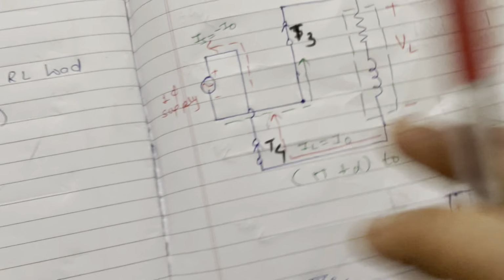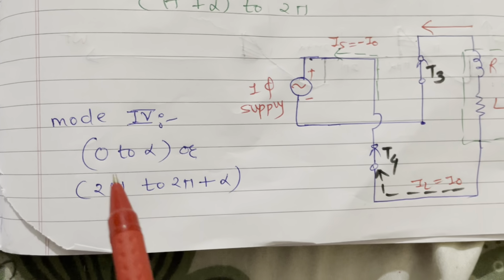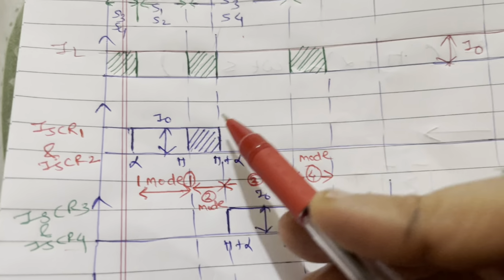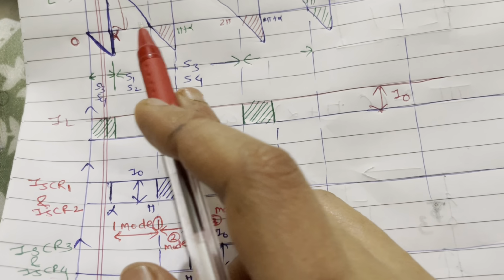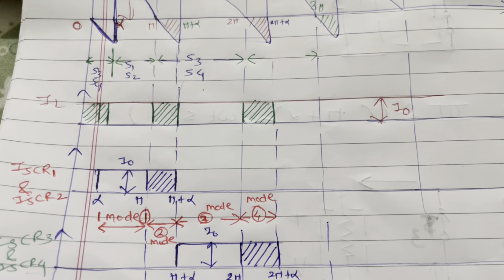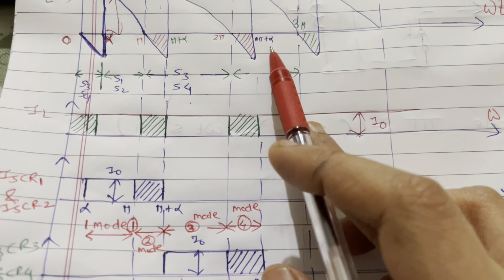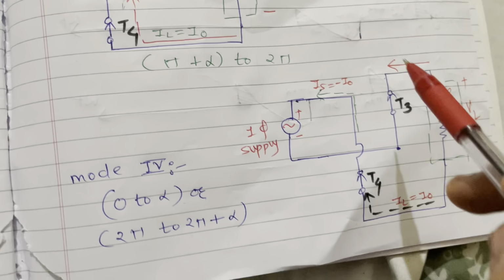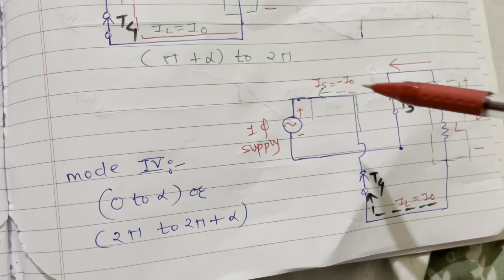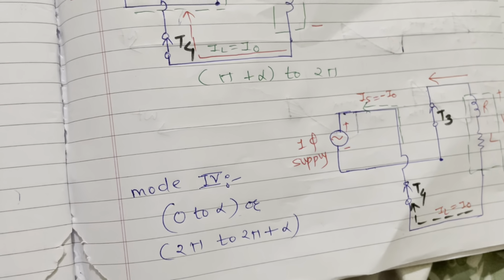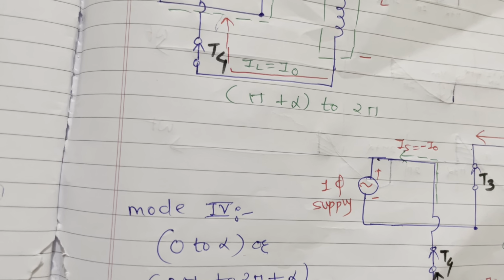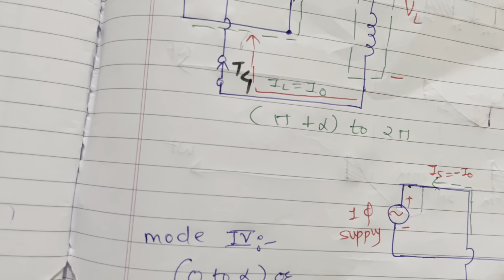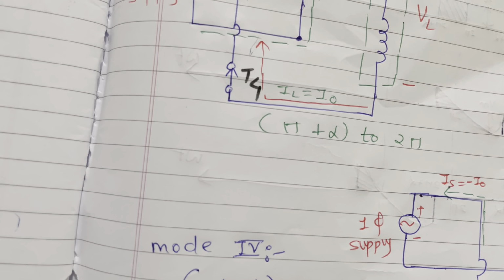So for mode number 4, from 2 pi to 2 pi plus alpha, that means 0 to alpha, SCR1 and SCR2 will be conducting again, and this repetition will continue. At the instant 0 or 2 pi, the input AC voltage passes through 0 and becomes positive.